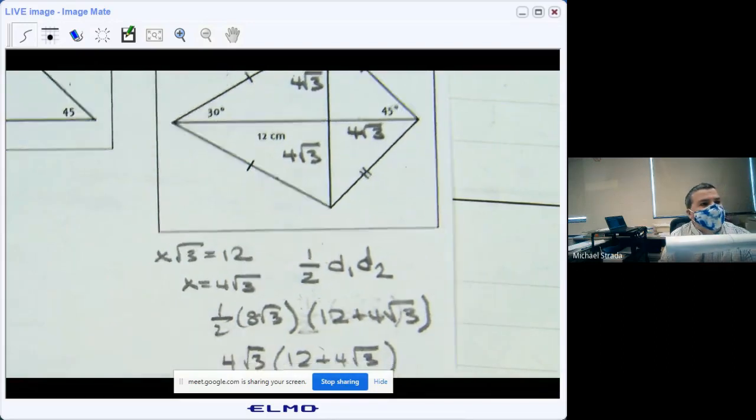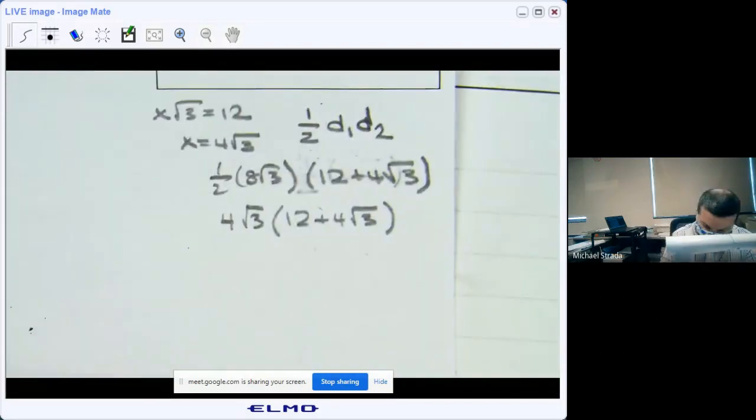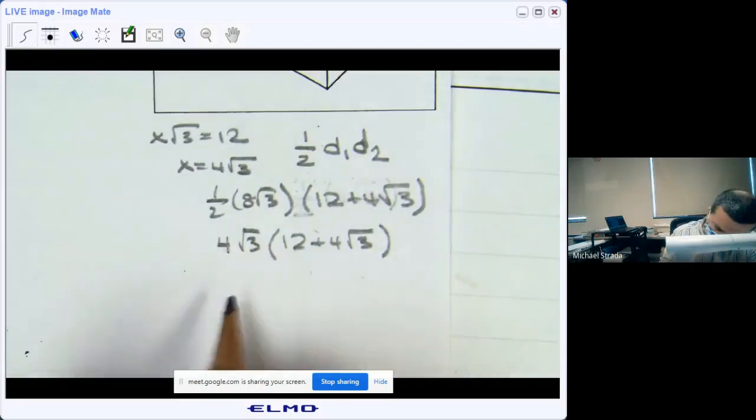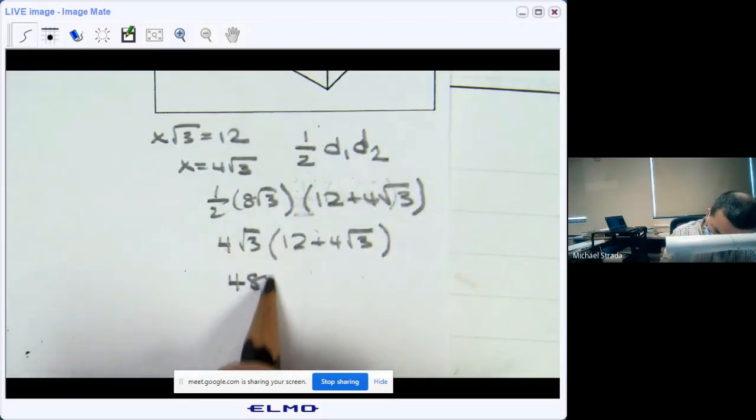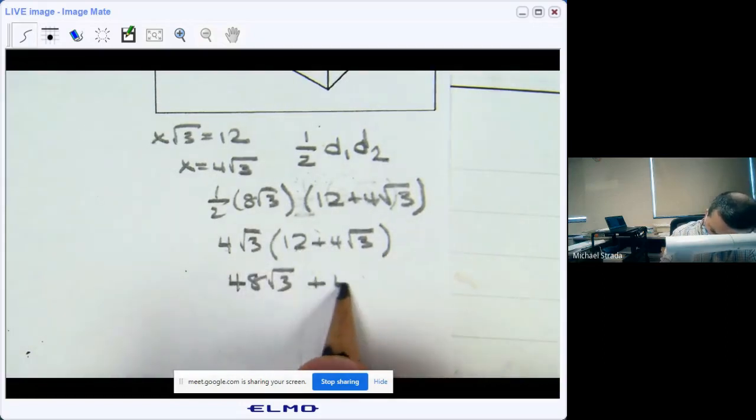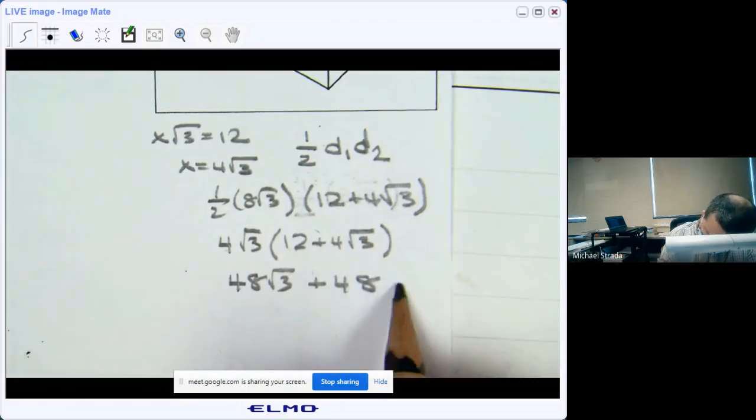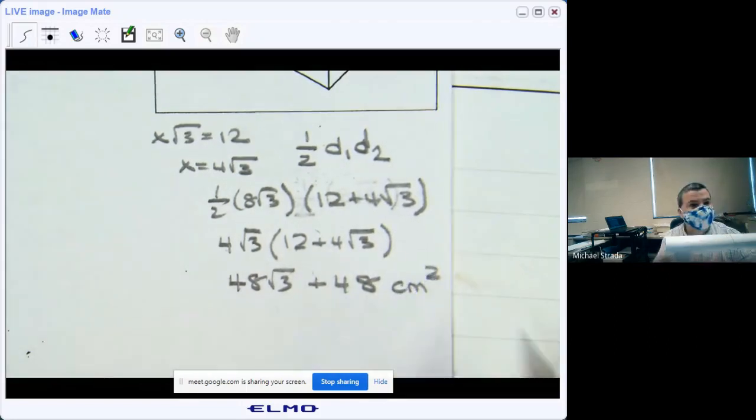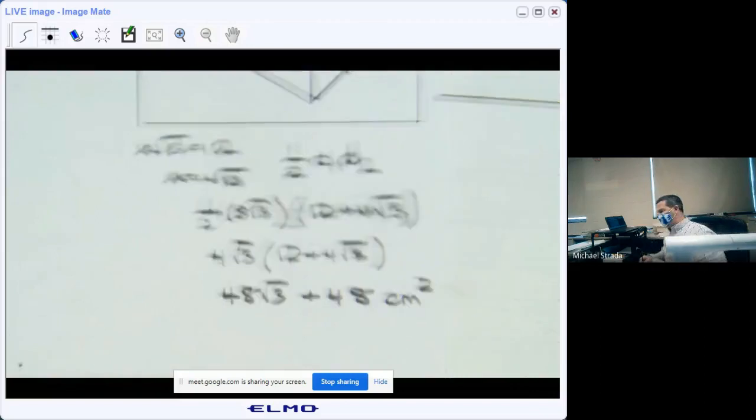And then to finish it all off, we're going to distribute. 4 times 12 would be 48, so that'd be 48 root 3. Plus 4 squared is 16. 16 times 3 is 48. And boom, shakalaka, centimeters squared. And that, my friends, don't forget, is exact.